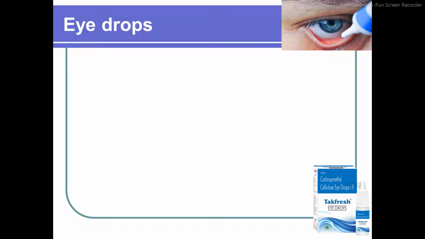Okay, clear. Conjunctiva means that is the junction of your white sclera and your eyelid. So this portion is called as conjunctiva. So only at this part we have to instill the ophthalmic preparations. And what are these eye drops?